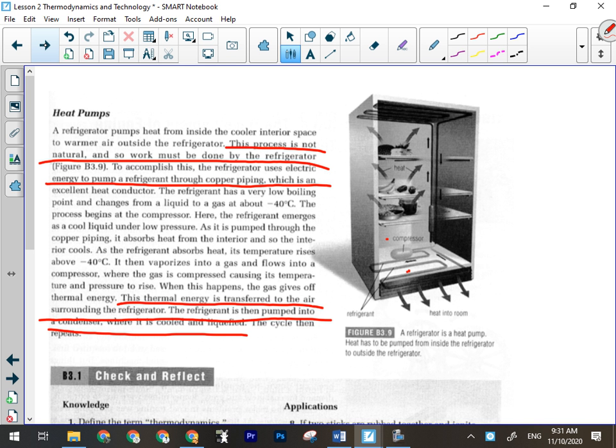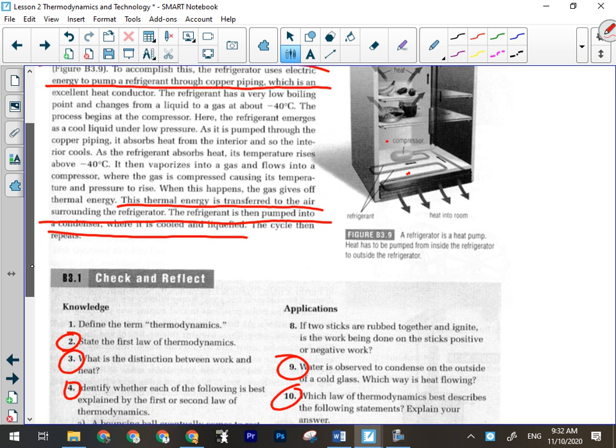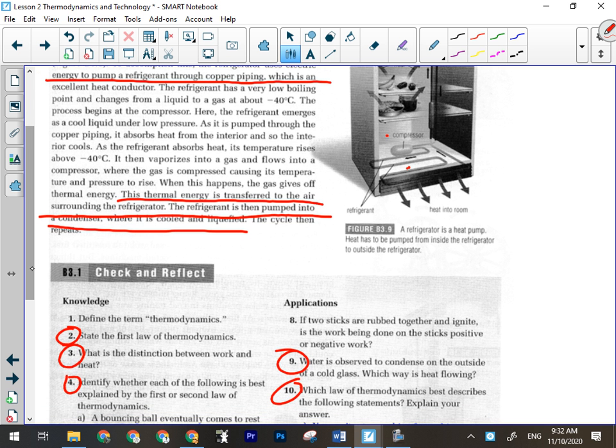All right. So this stuff here that I've underlined is important. So the process is not natural. So work must be done by the refrigerator. Energy has to be pumped to a refrigerant that can then take it out. So that thermal energy is transferred into the air surrounding the refrigerator. The refrigerant is pumped into a condenser or compressor. It's cooled and liquefied, and the cycle repeats.